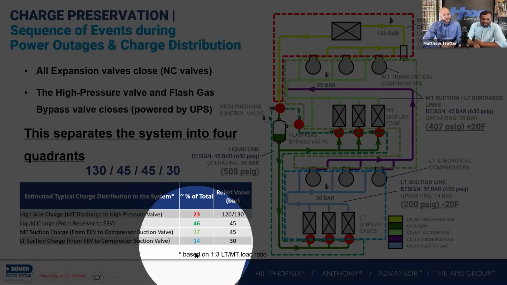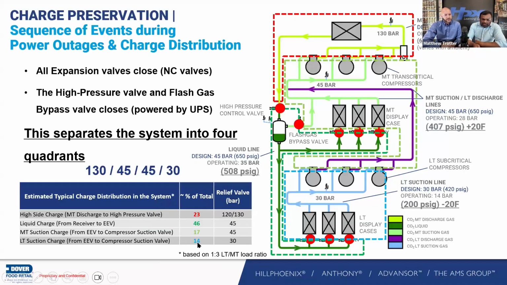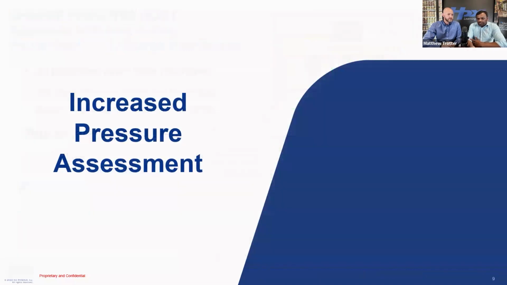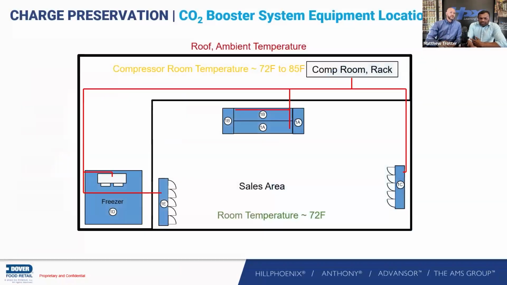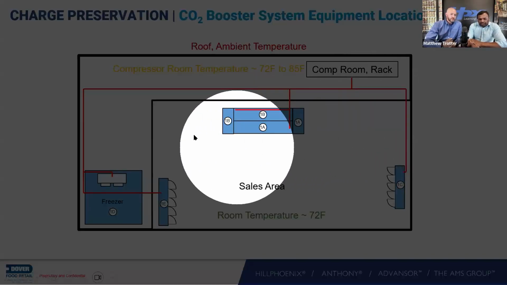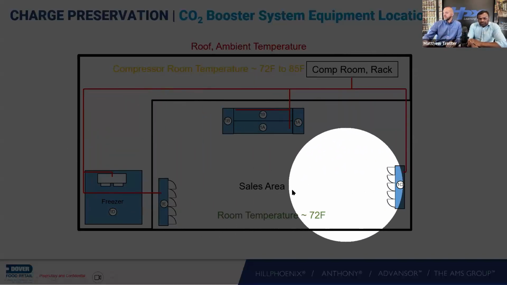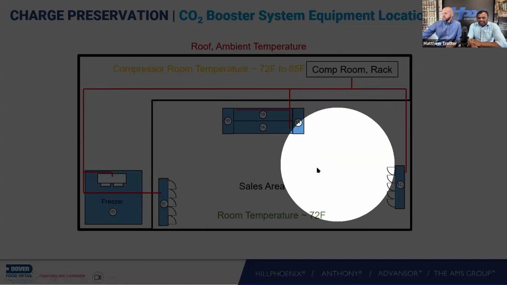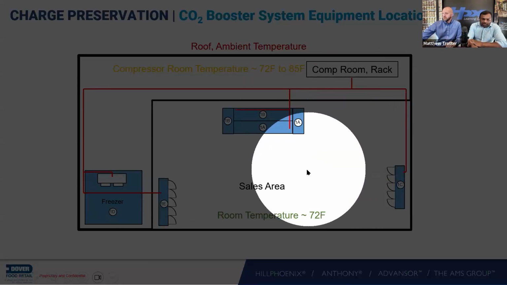And then we did an assessment on the suction side, why and what happens on the suction side. That's a more important one. So, going into the pressure assessment. This is a typical simple one line diagram of a supermarket showing the cases inside. You need to understand this one. Inside the store, the temperature will be about 72 degrees during normal operation.